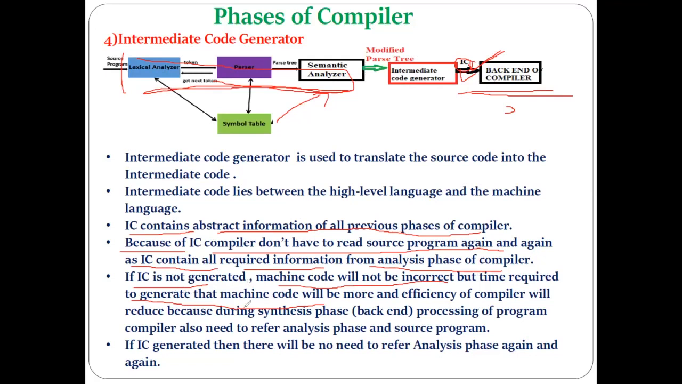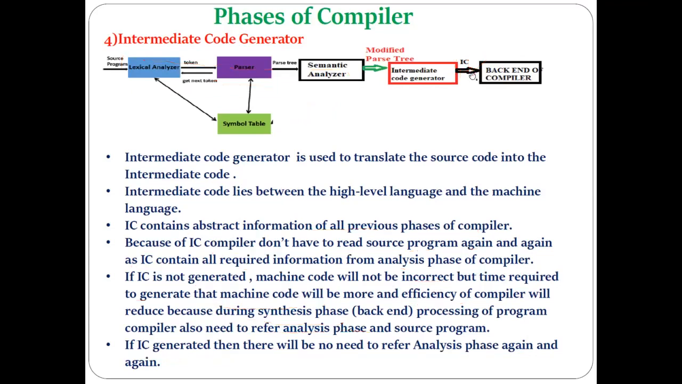So the same thing I have mentioned here. If IC is not generated, the machine code will not be incorrect, but the time required to generate that machine code will be more. And if the time required is more, the efficiency of the compiler will reduce, because during the synthesis phase, that is the backend processing of the program, the compiler also needs to refer to the analysis phases and the source program. If IC is generated, then there will be no need to refer to the analysis phase again and again, because during code generation and code optimization, the compiler will simply refer to the IC. So that is the reason intermediate code has to be generated.